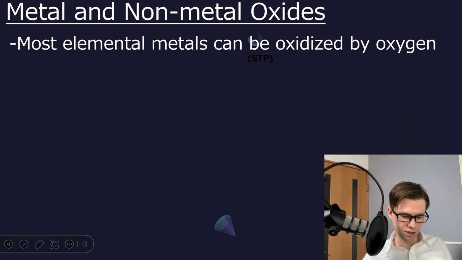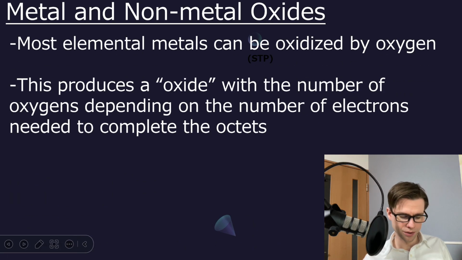So metal and nonmetal oxides. Most elemental metals can be oxidized by oxygen. Oxygen will come take their electrons, and this produces an oxide with a number of oxygens depending on the number of electrons needed to complete the octets.